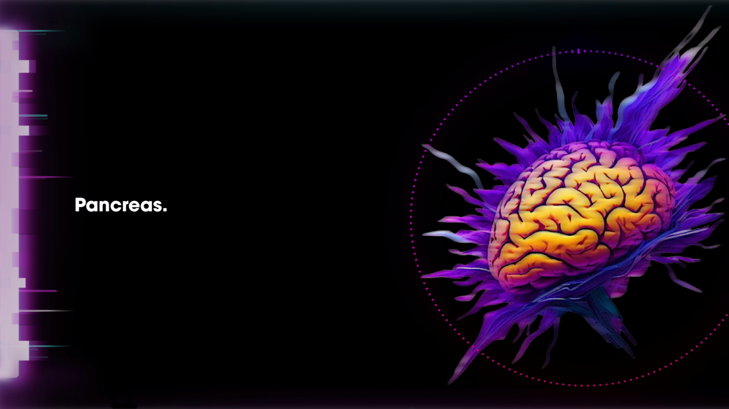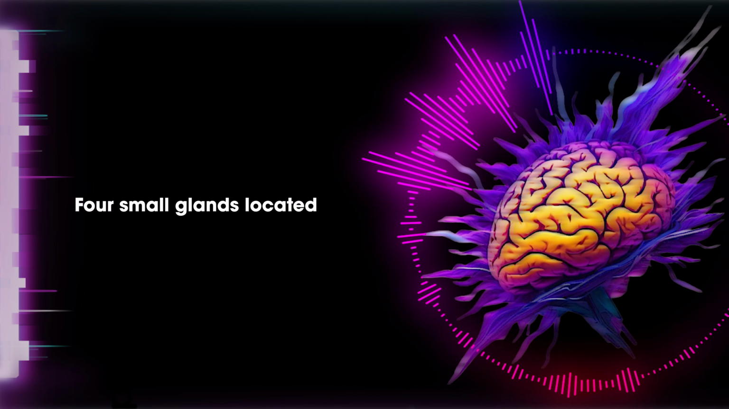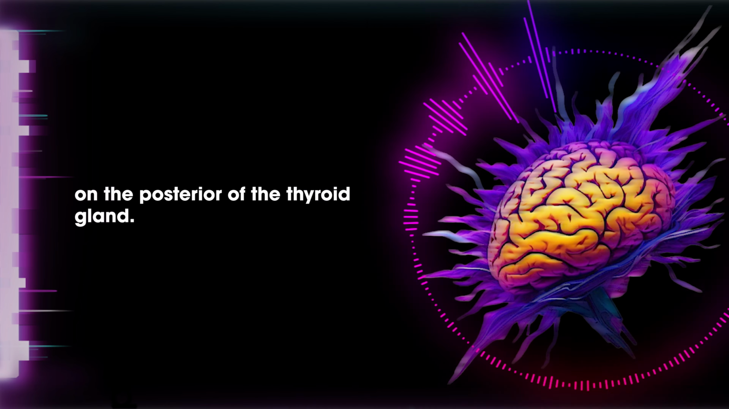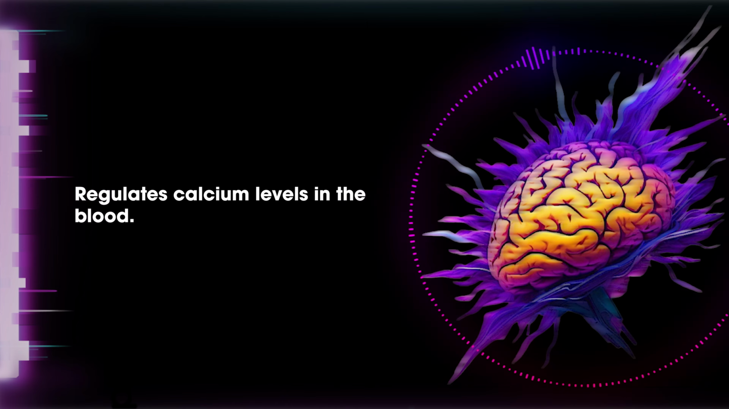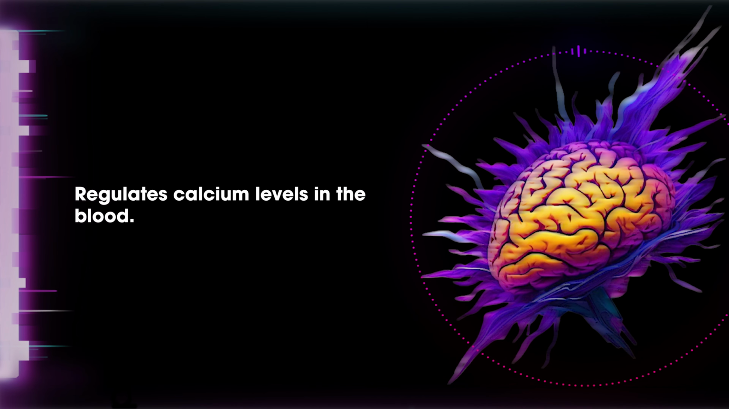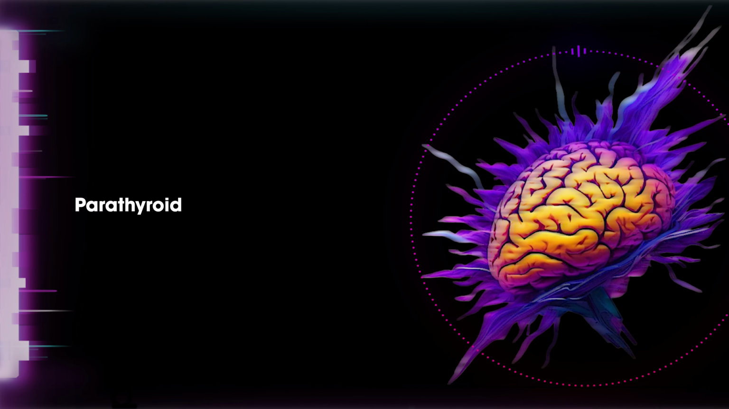Pancreas. Four small glands located on the posterior of the thyroid gland. Regulates calcium levels in the blood. Parathyroids.